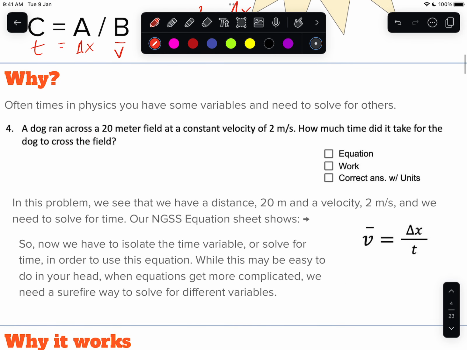Oh, this is the question. So when you got this question, every time you do these, you should really look at what do I know? So I'm going to read this. A dog ran across a 20-meter field. Okay, so 20 meters, that's going to be my displacement. At a constant velocity, so the velocity is not changing, so there's no acceleration, so I should not use an acceleration equation.